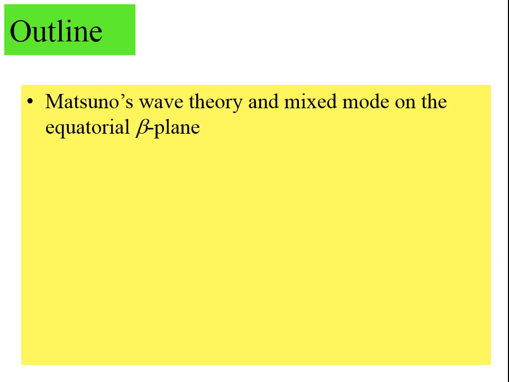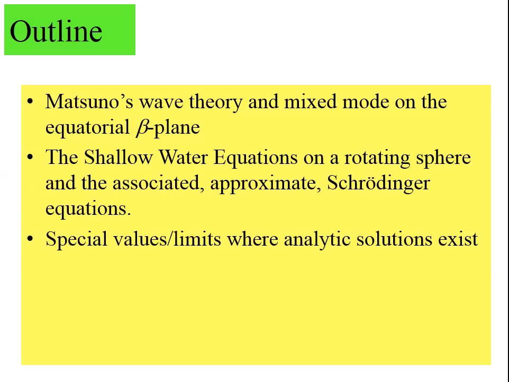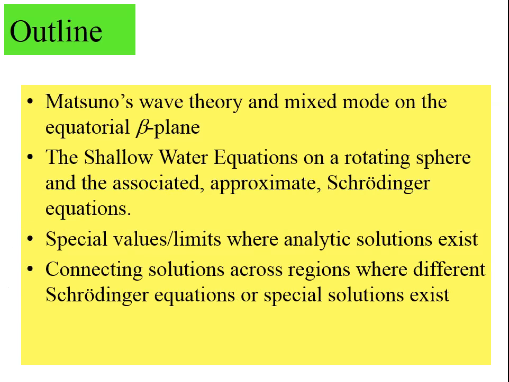So here's what I'm going to do in the next 15 minutes. I'm going to repeat a little bit, 2 minutes on Matsuno's original work on the mixed mode, and then compare it with what's happening on a sphere and how much more complex the spherical problem is than the Cartesian one. And then I'm going to show you a little bit of what we can do analytically, and then tie it all together, connecting solutions in various asymptotic regimes to come up with a clear scenario.